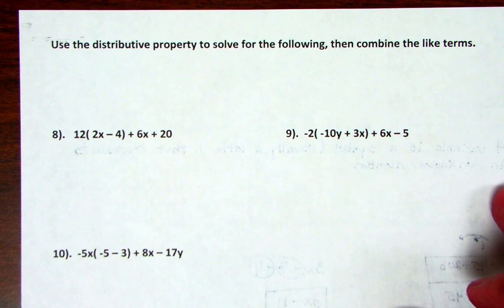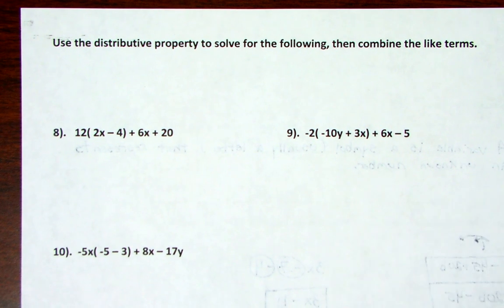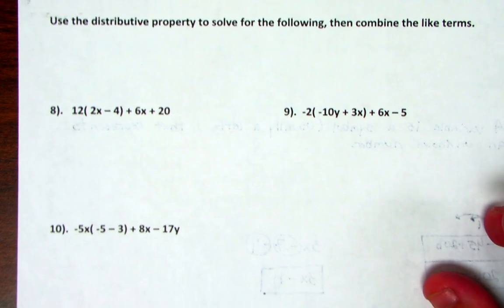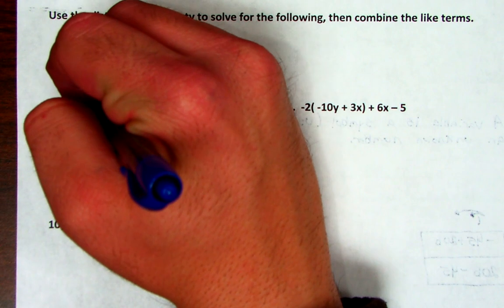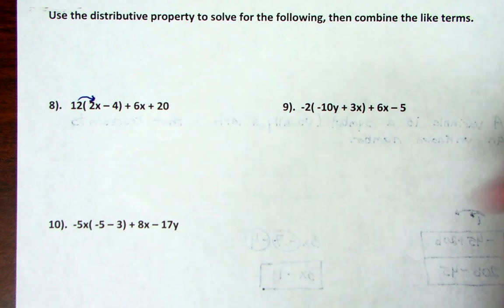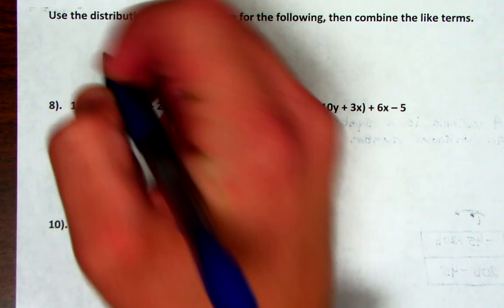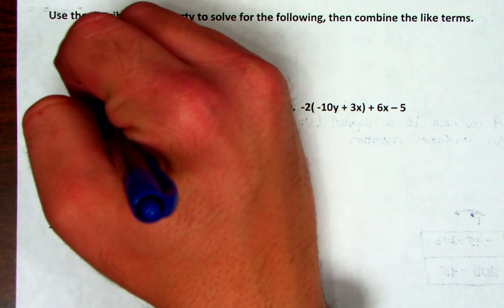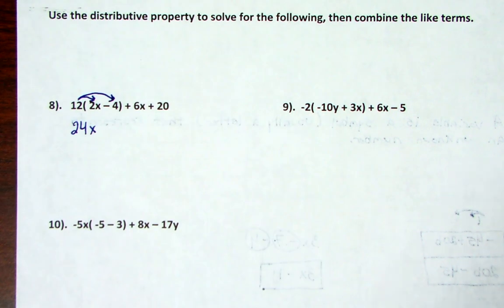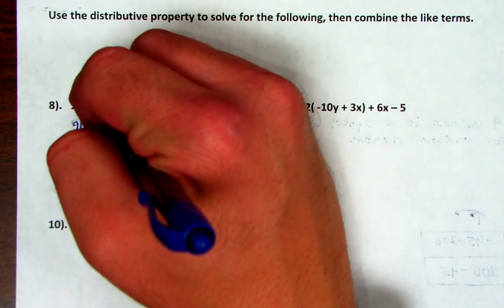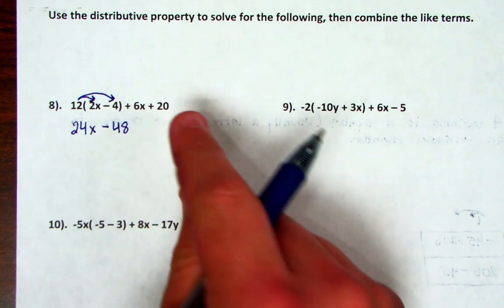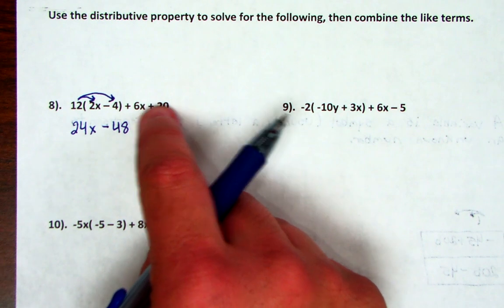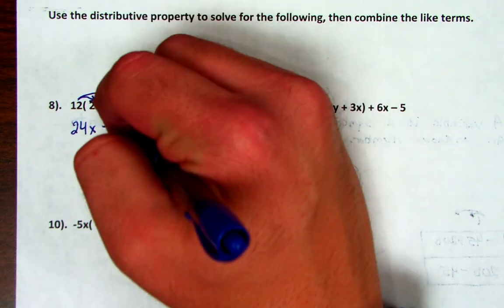Backside. Use the distributive property to solve for the following. Then combine your like terms. Alright, 12 times 2. That's 24. This has an x. Bring it down. What's a positive times a negative? That's a negative. 12 times 4 is 48. Everything on the outside of the parentheses here, I haven't touched. Bring them down.